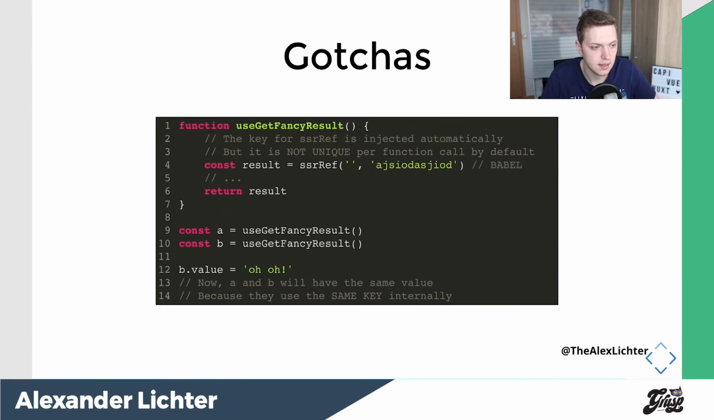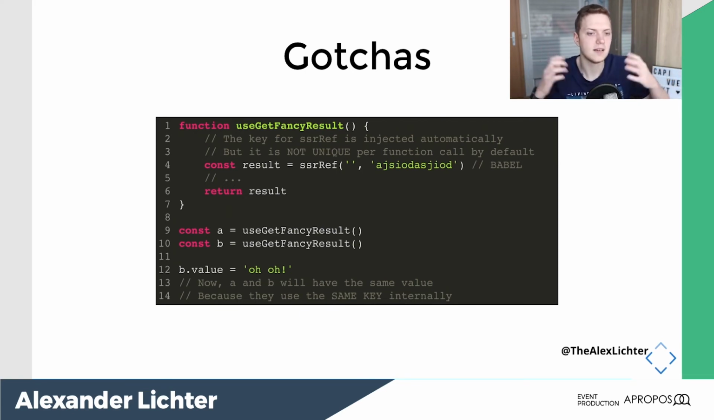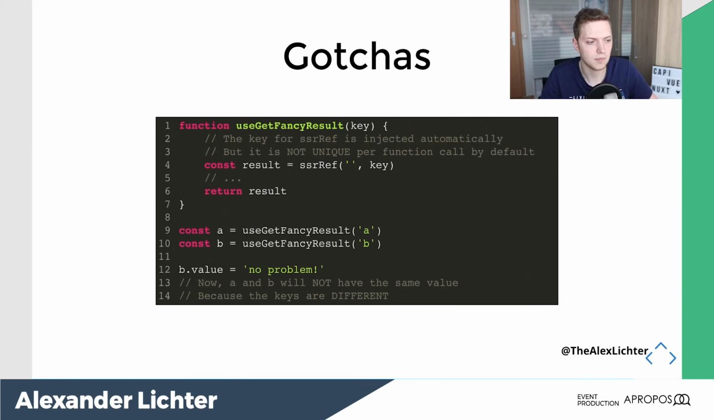If you don't pass a key, Babel will insert a key. But of course, it won't insert a key per call, because it's not what Babel is doing. The Babel plugin is changing the code, so it will only be inserted in the function call. So every time you call the function, the SSRF will be changed for the same key, and then things will break. So how to change that? Well, not a problem. We can pass in a key as a second parameter. And in this case, we just say useGetFancyResult A and useGetFancyResult B. Not an issue. Of course, if you use them globally in your app, you maybe not want to use A and B. Also, similar reason for passing in a key to use static, which we've seen before.